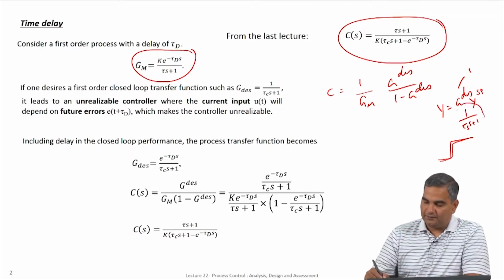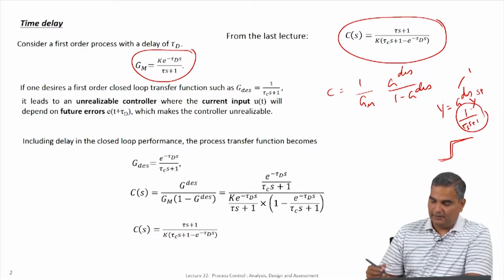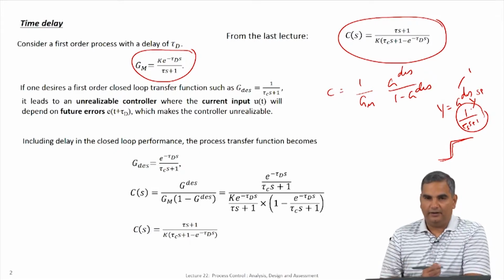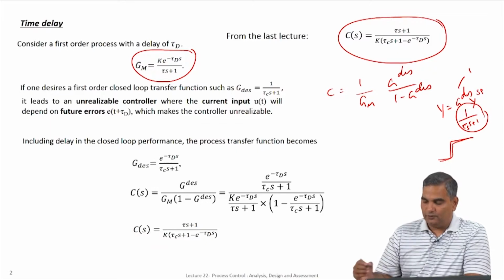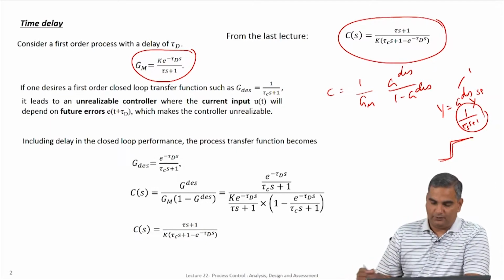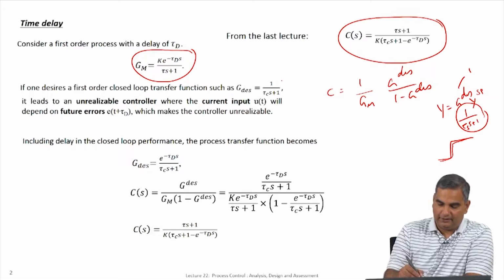So we introduce a dynamics, but we want to introduce the dynamics so that the dynamics is not very overwhelming, right? So it's a very short dynamics, so this tau c has to be as small as possible. So that's the reason why we take G desired like this.